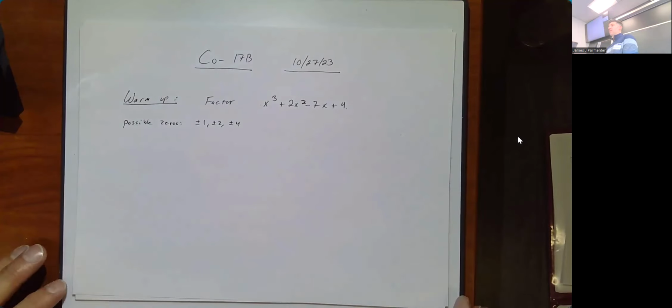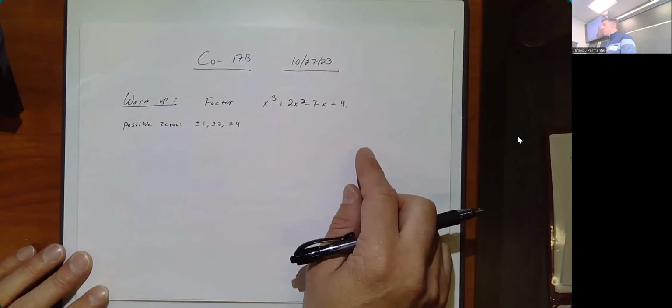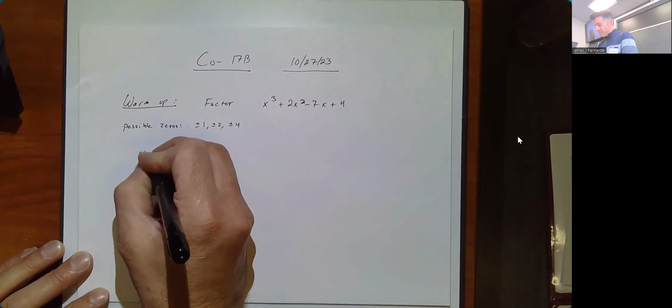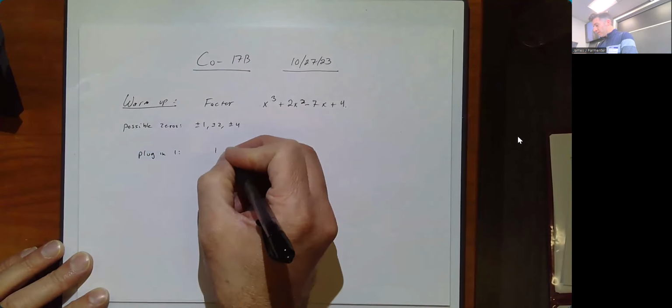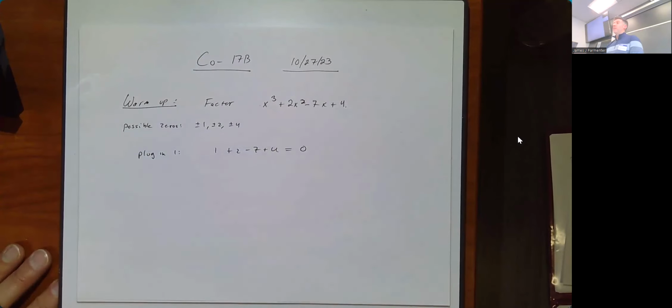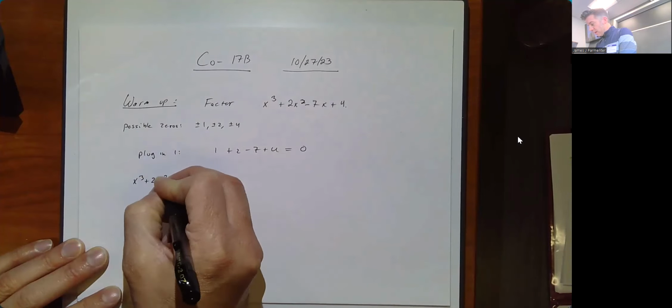And so the easy way to try and factor this is just start plugging things in and see what you get. If I plug in 1, which is where I'd always start, what do I get? I get 1 plus 2 minus 7 plus 4 equals 0. So if I plug in a number and get 0, it means that x minus that number is a factor. So I can factor x cubed plus 2x squared minus 7x plus 4, and I should get x minus 1 as a factor.